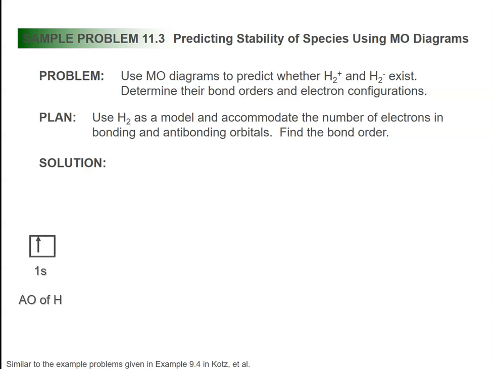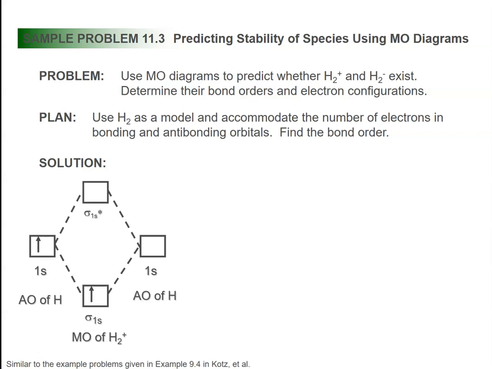Okay, so we have an atomic orbital of hydrogen. If this is H2 plus, that means we have 1 electron in one of the hydrogens, but then we've taken away another electron, because it's a positively charged ion. So we only have 1 electron combined. Let's mix these to form a molecular orbital of H2 plus. We mix them and we get our sigma 1s and our sigma star 1s, and then we take the single electron we have and put it in our sigma 1s orbital.